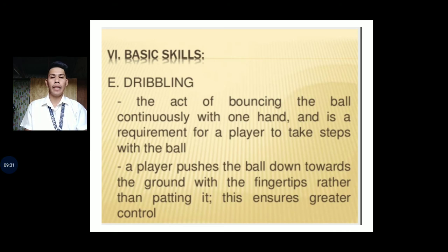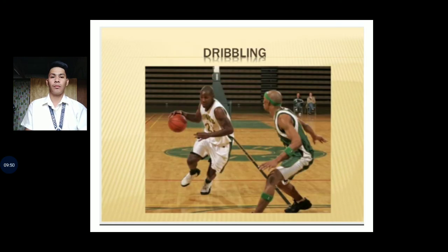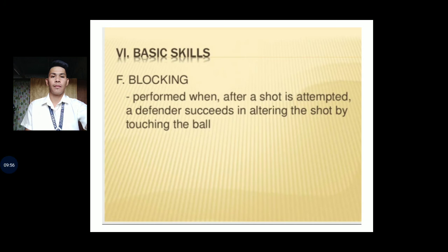Okay, for letter E, dribbling. The act of bouncing the ball continuously with one hand, and is a requirement for a player to take steps with the ball. A player pushes the ball down towards the ground with the fingertips rather than patting it. This ensures greater control. Okay, so you can see in the slides there are examples of dribbling.